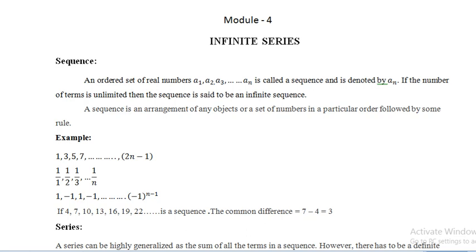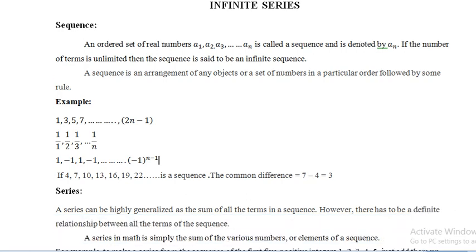We will give one more example: 4, 7, 10, 13, 16, 19, 22. This is called a sequence. Here the common difference between 4 and 7, 7 and 10, or 10 and 13 is 3, 3, 3. So it follows the rule of difference 3. These types of examples are called a sequence. So a sequence means an arrangement of numbers or objects in a particular order.